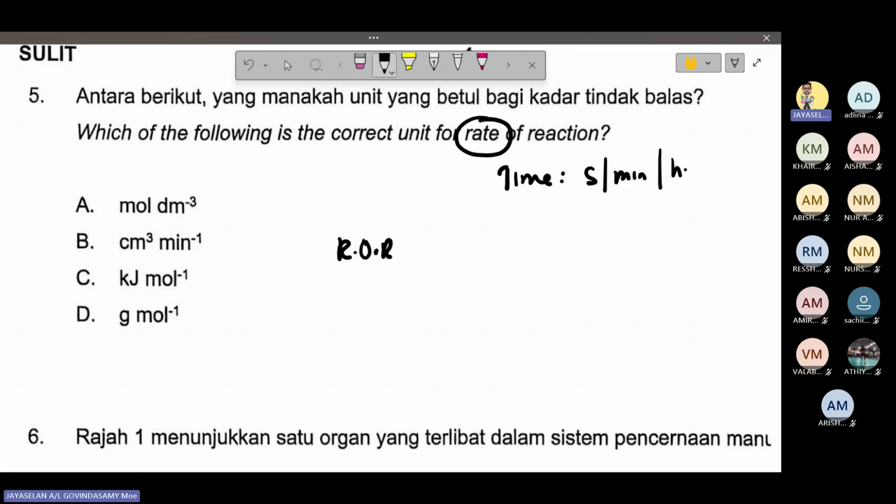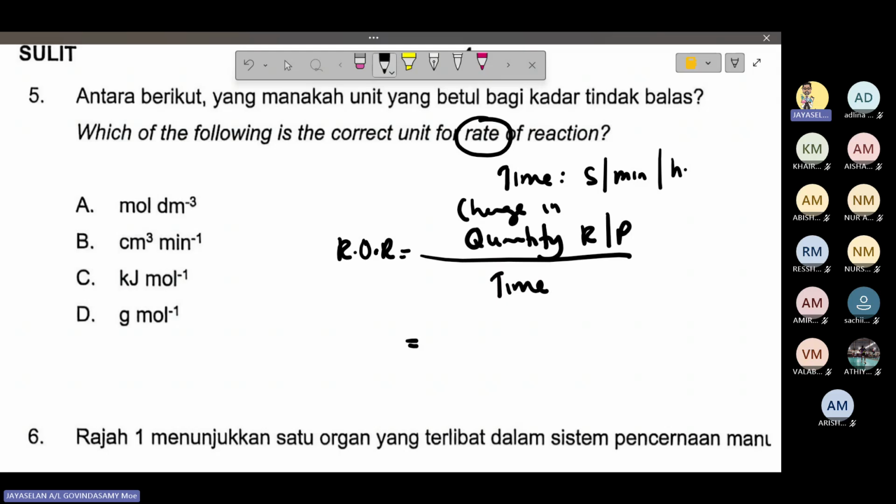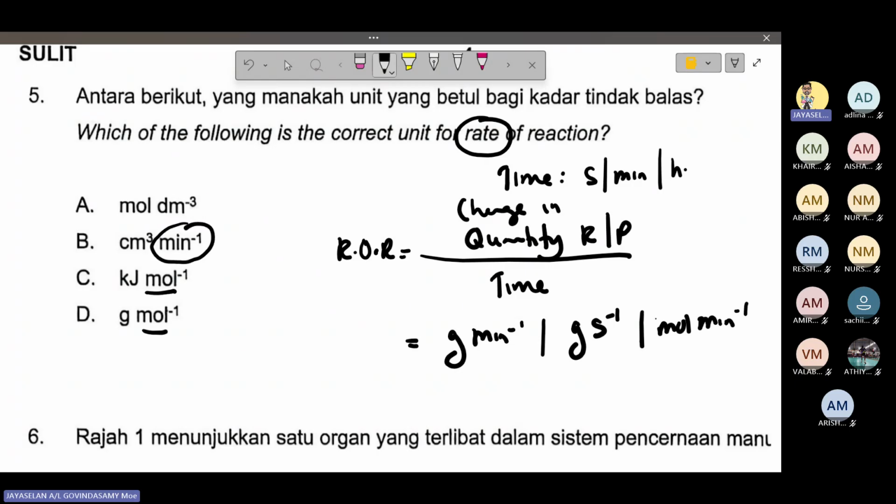So you must know the definition of rate of reaction. Rate of reaction, quantity, okay, must have the words change in the quantity of reactant or product per unit time. That means you can use what? Gram per minute, or gram per second, must have per second, per minute. Alright, or you can use mole per minute. Must have per minute. See here, got minute. This one mole dm. So this answer is B. Alright, any question? Okay, this type of question try to do.